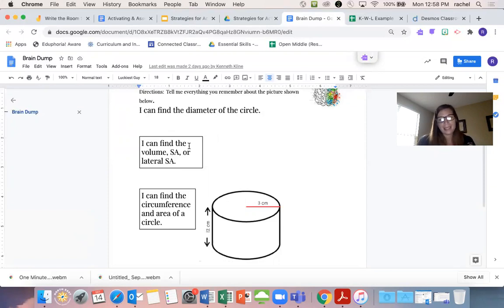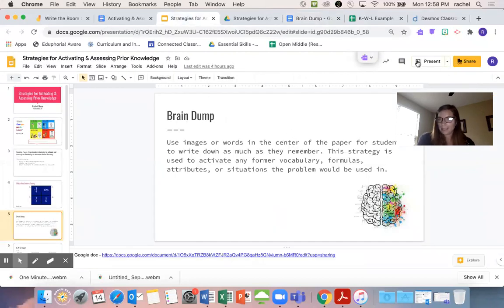You may want to set up a table ahead of time and have students just select a section of the table to fill in to keep it more organized, because a Google Doc can be hard to have everybody writing on at once. So that's a brain dump.